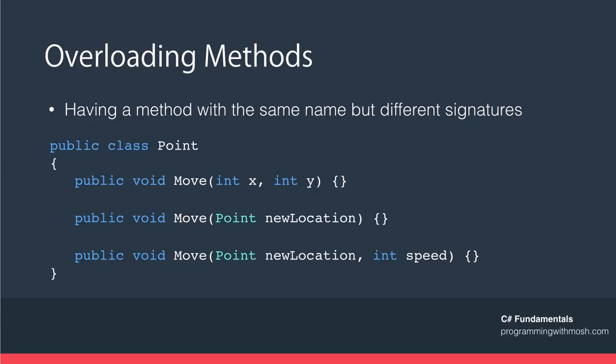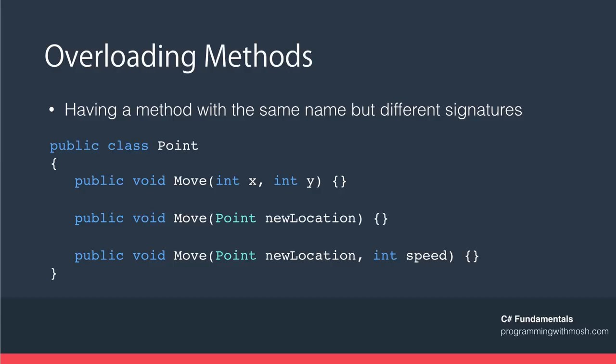Look at this example here. We have a Point class with three move methods. Imagine this point represents a point on the screen, and we would like to move this to a different location. So we can have three overloads of the move method. One that takes two parameters of type integer, which represent an x and y. Another overload can take a Point parameter. And with this technique, we make it easier for the consumer of this class to choose the right overload.